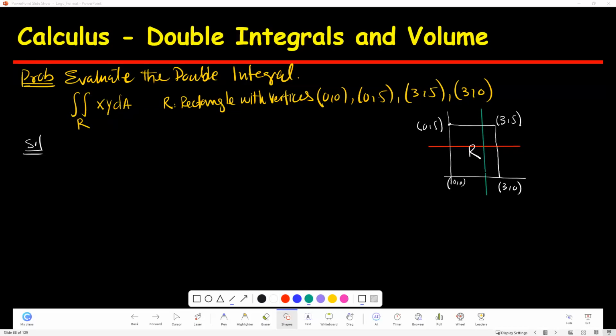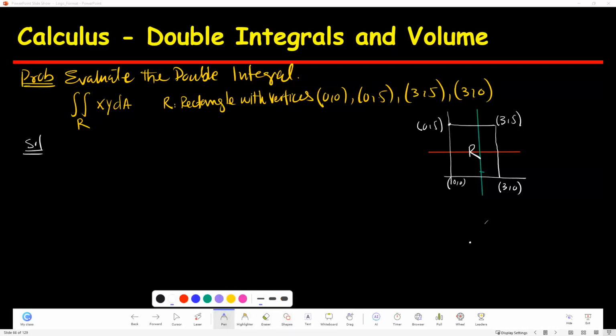You can move these lines back and forth if you want to, right? But it is not going to make any difference because the shape is pretty uniform. Same thing if I move this line, it's not going to make any difference because the shape is pretty much constant.